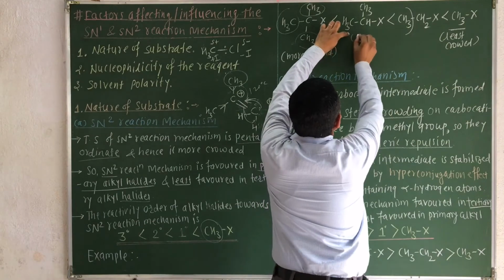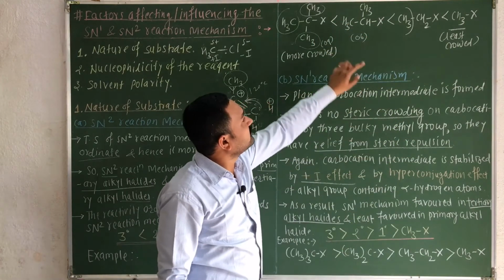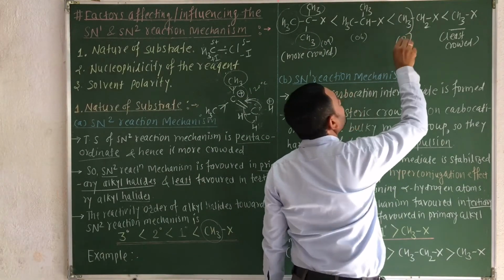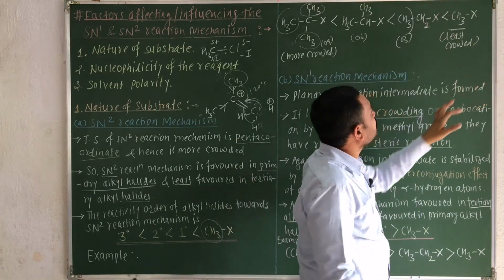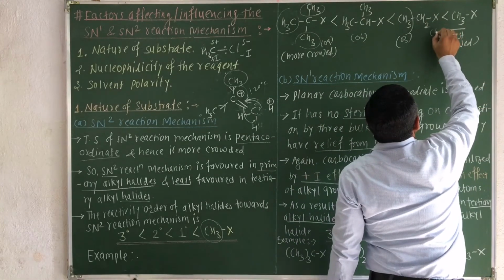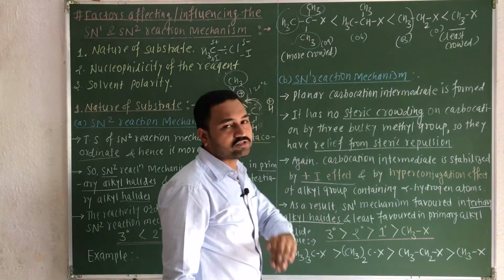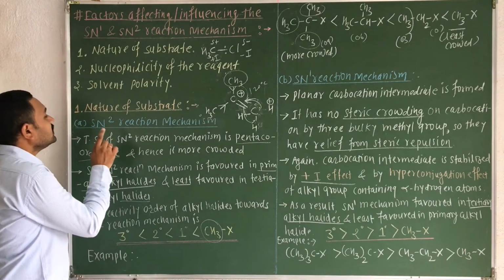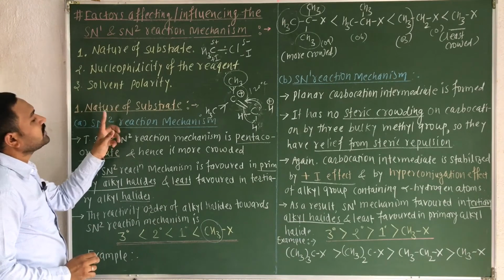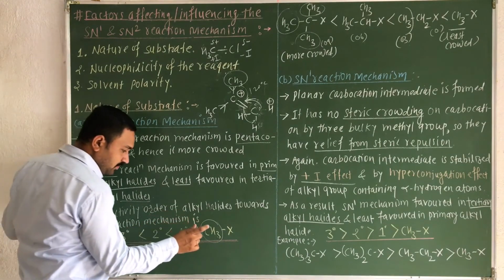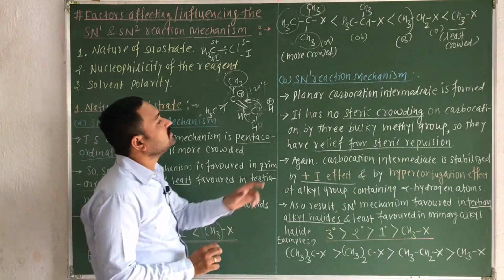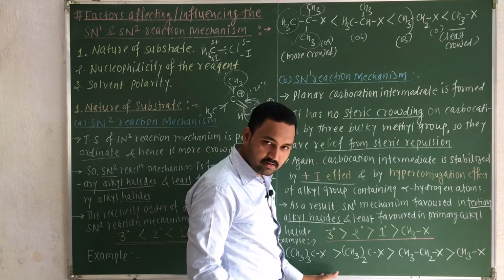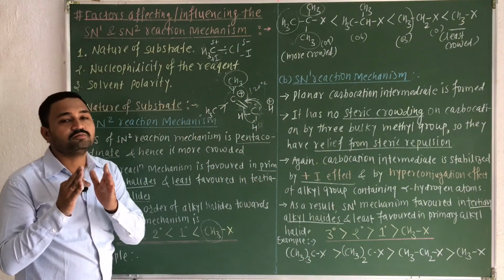Now here there will be 6, so it will be less favored than your tertiary butyl halide. Now here only 3, and here there is no alpha hydrogen atom, so it will not be favored. So here there will be 0 alpha hydrogen atoms. If we summarize this particular point, then we conclude that the SN2 reaction mechanism will be favored by your primary alkyl halide, while the SN1 reaction mechanism will be favored by your tertiary alkyl halide. So this is about the nature of the substrate.